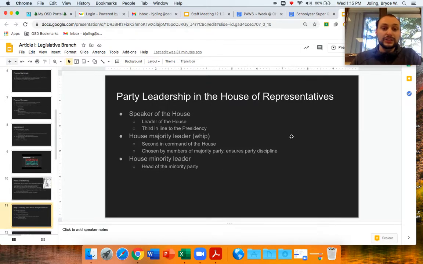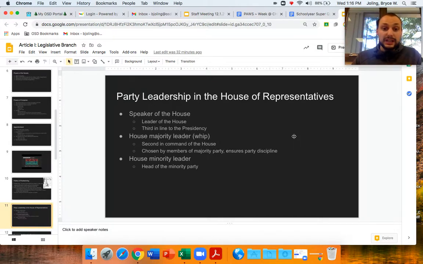So party leadership in the House of Representatives. The leader of the House is known as the Speaker of the House. Like I said, that is Nancy Pelosi currently. The Speaker of the House is third in line to the presidency. So it goes president, and then vice president, and then the Speaker of the House.